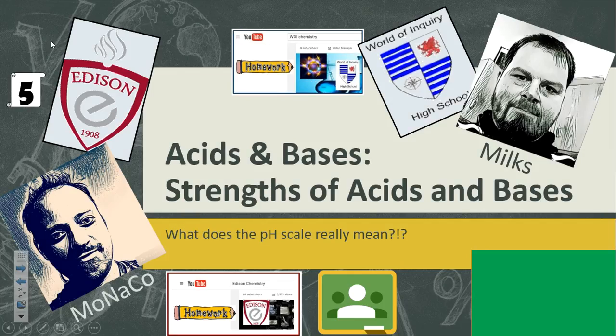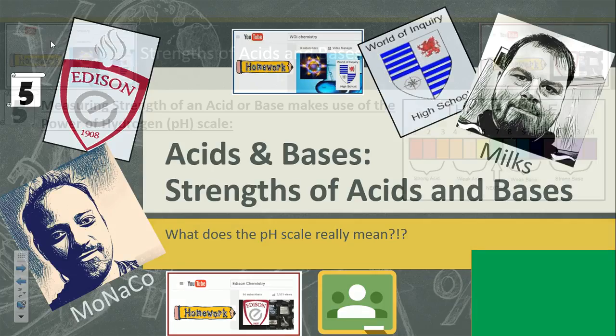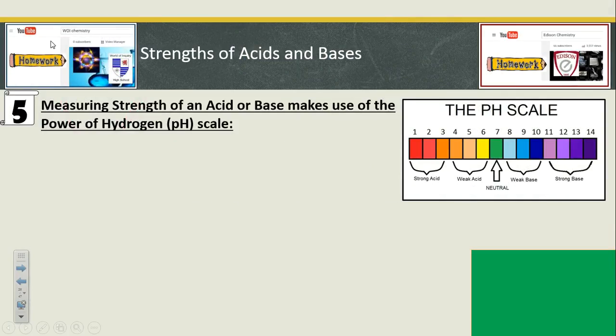Excellent. Welcome. Lesson 5 in our acids and bases unit. We're talking about the strength of acids and bases this unit. So what does the pH scale even really mean in the first place is what we're going to focus on for this particular lesson. So you've heard about the pH scale.